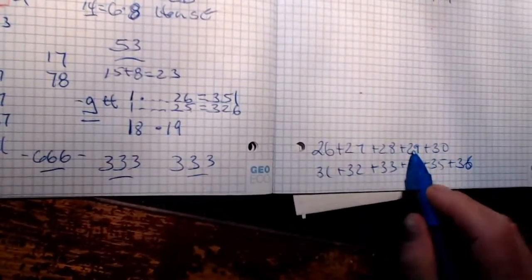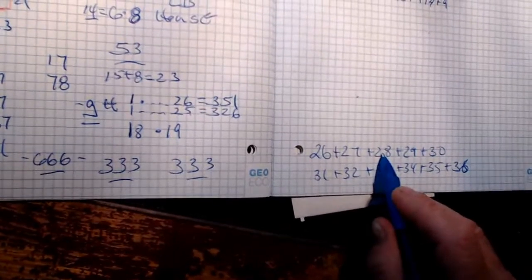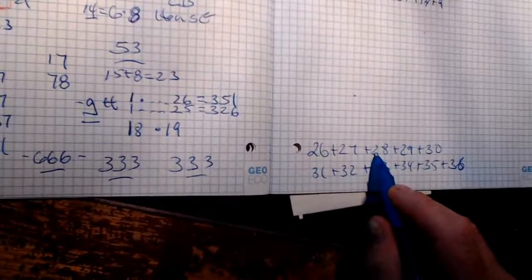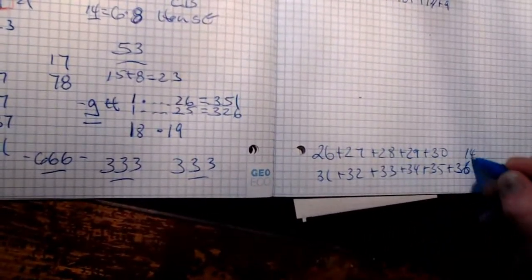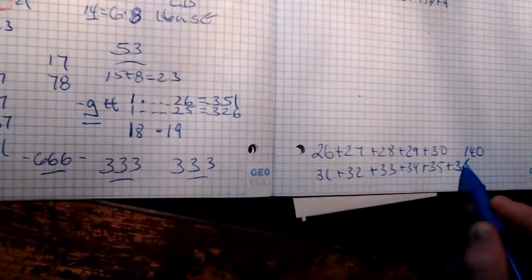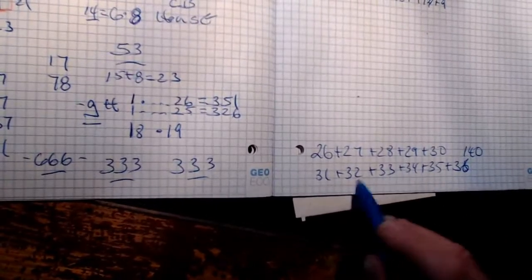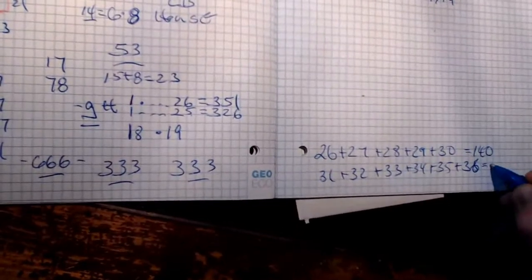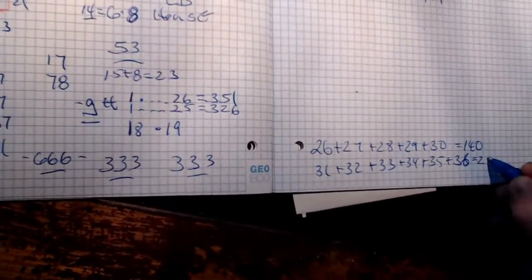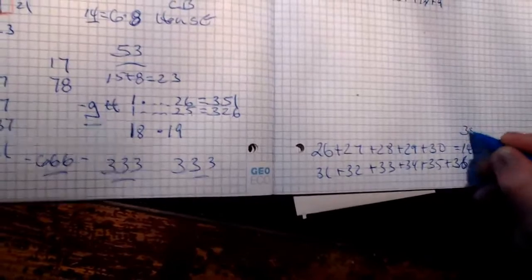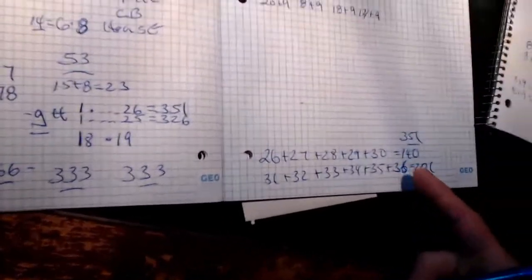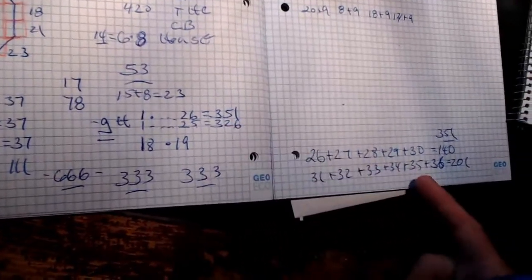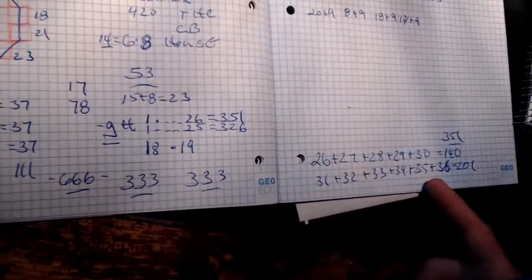If we add these all up, the average is going to be 28. So 56, 56, 112, 122, and 32. This will be 140. And 1, 2, 3, 4, 5, 6. The average will be 67, 67, 67 is 201. So we have a total of 351. Look at that, the reverse alphabet. 1 through 26 and 26 through 36.